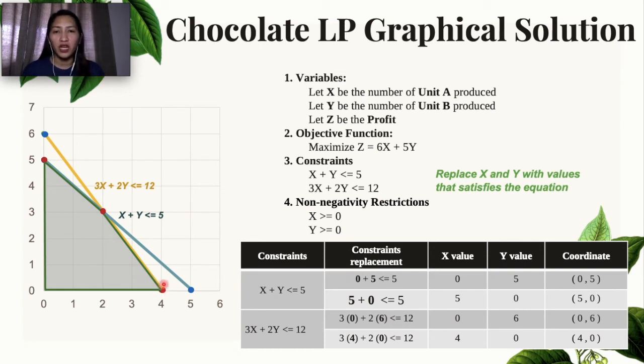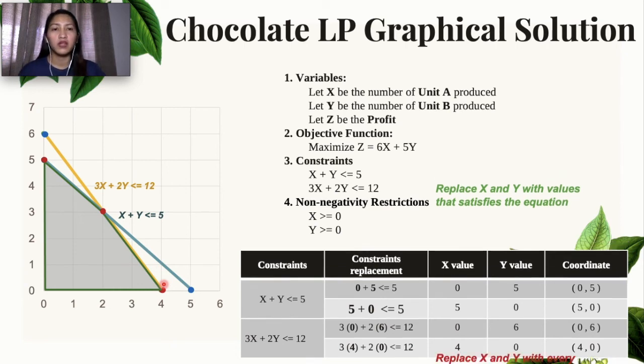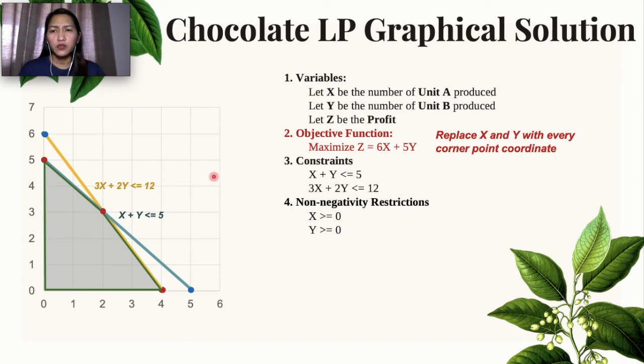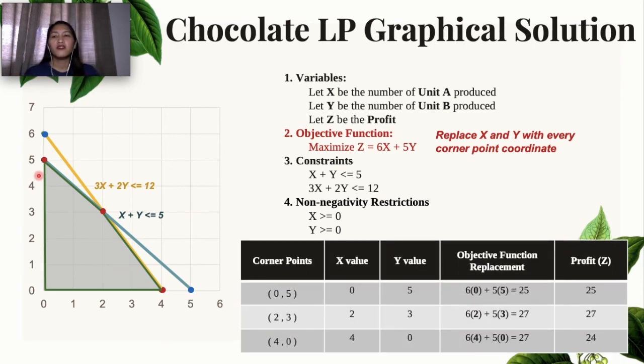Kailangan natin silang i-plot sa ating objective function para malaman natin alin dun sa combination na yun, dun sa coordinates na yun, ang ating optimal value. So, since we now have our corner points, we can now replace the values of those coordinates to our objective function, replacing x and y with that particular coordinate. So we have here 3 coordinates, 0, 5, 2, 3, and 4, 0.